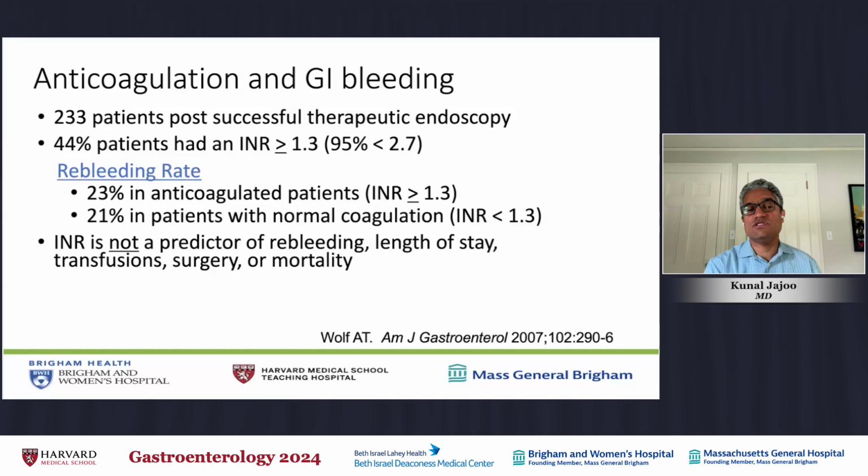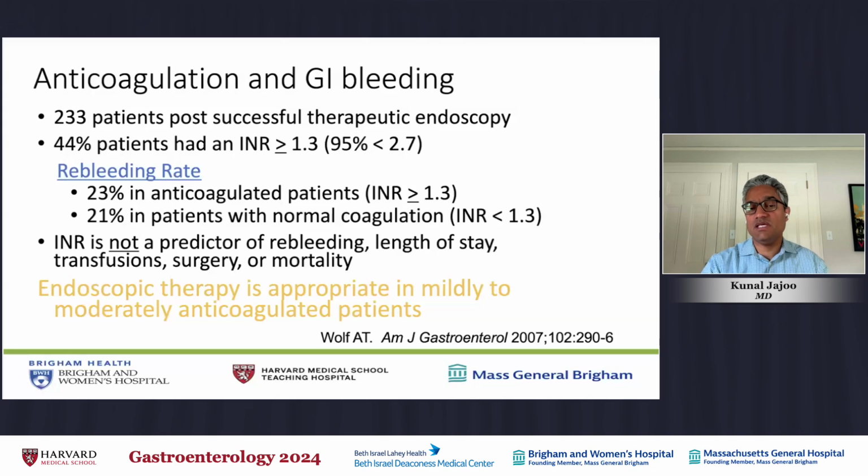And the rebleeding rate was not different in those who were anticoagulated versus those who were not anticoagulated. So INR is not a predictor of rebleeding, length of stay, transfusion, surgery, or mortality in this group. So endoscopic therapy is appropriate in mildly to moderately anticoagulated patients who come in with GI bleeding.